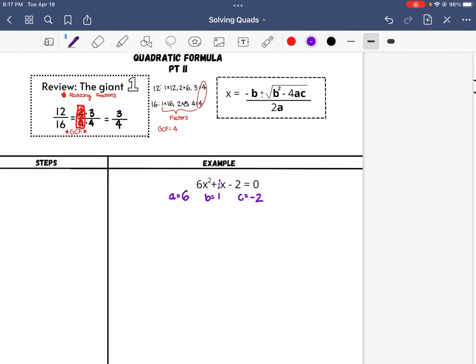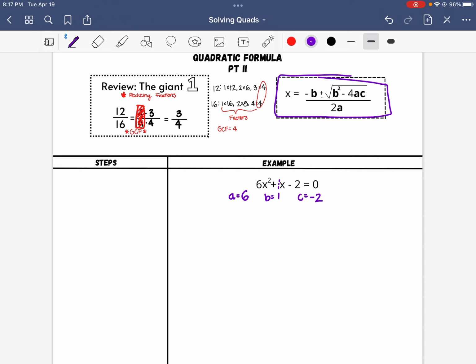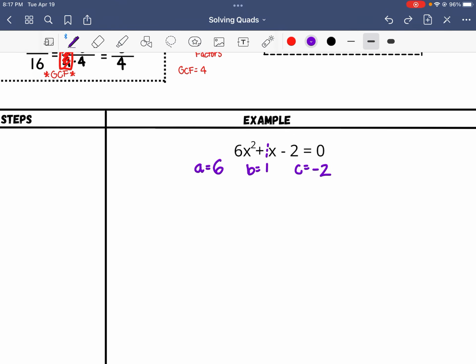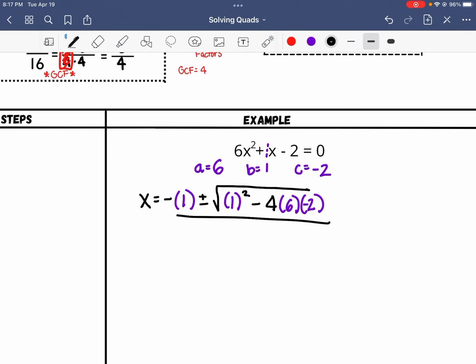Now I'm going to plug it into my formula, which I also provided for you here, just in case you don't remember it yet. And it is x equals negative b, so I'm going to plug in 1, plus or minus the square root, or radical, same thing, of b squared minus 4 times a times c, all over 2 times a. Whoops, wrong color.